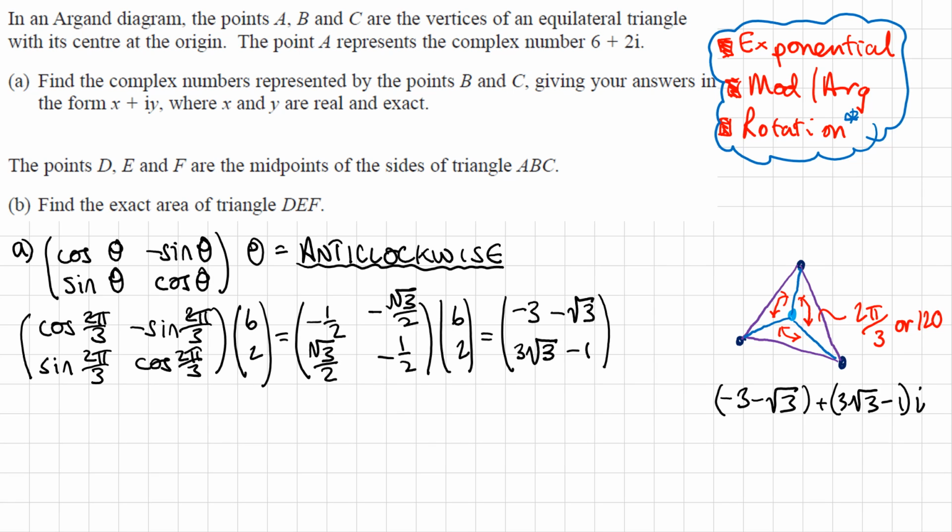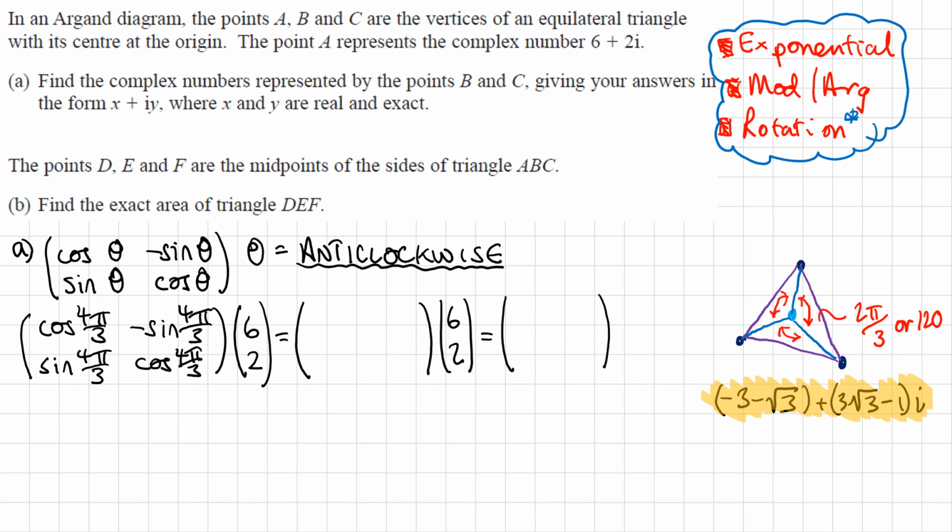And what we're going to do now is rotate the original point again, but now by 4 pi over 3. So I should get the other vertex. So I'm going to keep this working here and just replace this 2 pi over 3 with 4 pi over 3. Okay, so here we go. So let's work out the exact values. So the cos of 4 pi over 3 is negative a half. So that's going to go here and here.